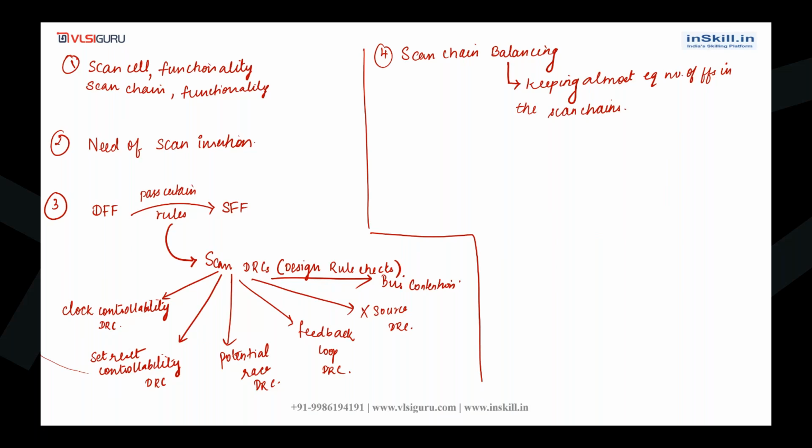So say for example, you have three scan chains: scan chain 1, scan chain 2, and scan chain 3. In scan chain 1 and scan chain 2, you are having 1000 flops, and in scan chain 3, you are having 999 flops. If it is like this, then you have balanced scan chains, with almost equal number of flops in each scan chain. That is what is called scan chain balancing.